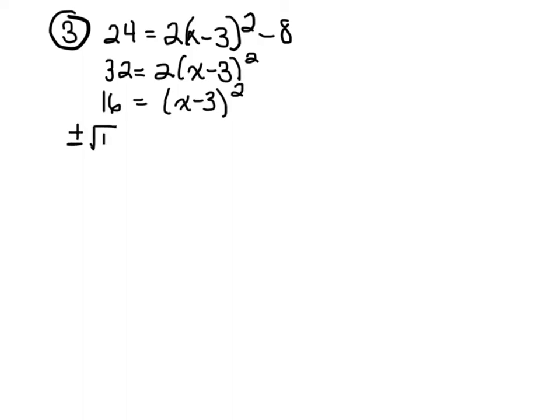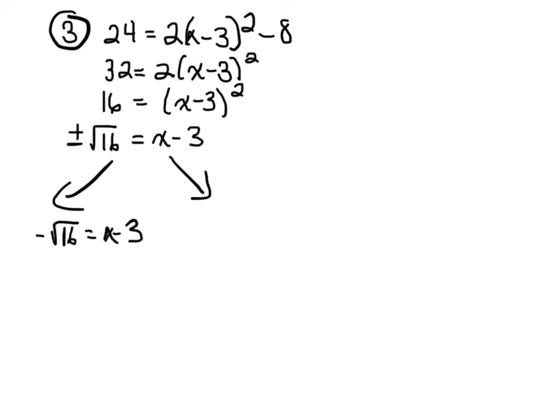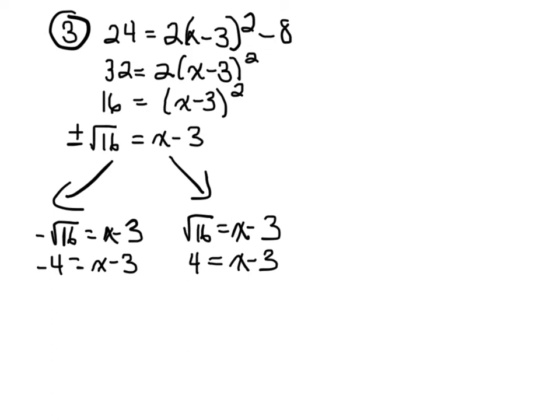Plus or minus the root of 16 is x minus 3. This is where I branch off because there are two possibilities. I have the negative root of 16 is x minus 3, and the root of 16 is x minus 3. So negative 4 equals x minus 3, and 4 equals x minus 3, and I'm going to add 3 to both sides, so this is negative 1 equals x, and 7 equals x. So there we go. That one's fairly straightforward.